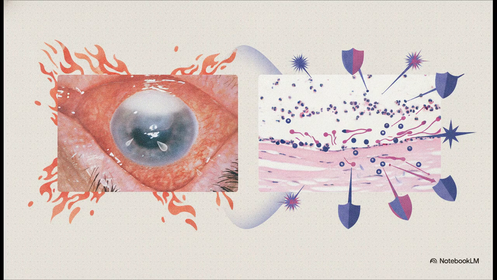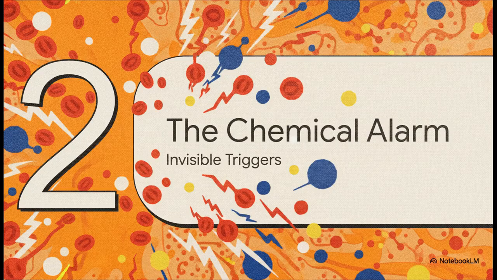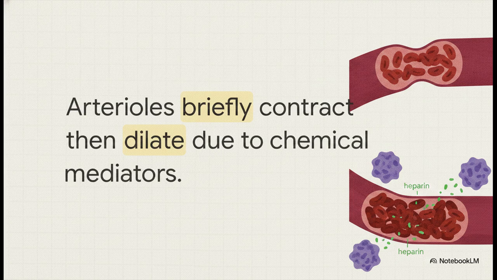Moving on to part 2, sounding the chemical alarm, those invisible triggers that mobilize the body. Now, to understand how those cells know exactly where to go, we have to look at the sheer speed of the body's response because it's honestly incredible. Immediately after an injury, there is this fascinating 5-minute window where the arterioles briefly contract, just 5 minutes. But right after that, they gradually relax and dilate.